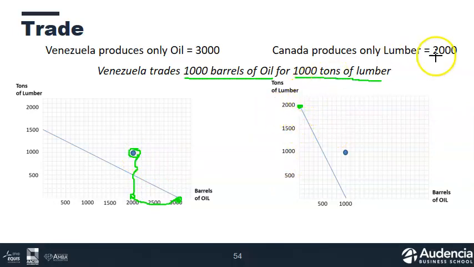Canada is the same. We're producing only lumber. We give up 1,000, so we come down to here. But in exchange, we get 1,000 units of oil. And so, thanks to international exchange, we find ourselves at a point beyond our frontier. We can actually go beyond where we were before. And this is why international trade is so important.